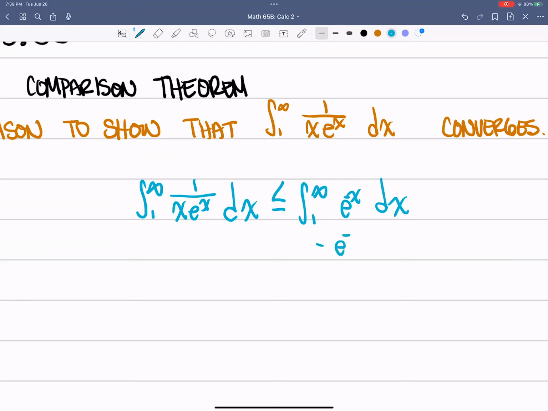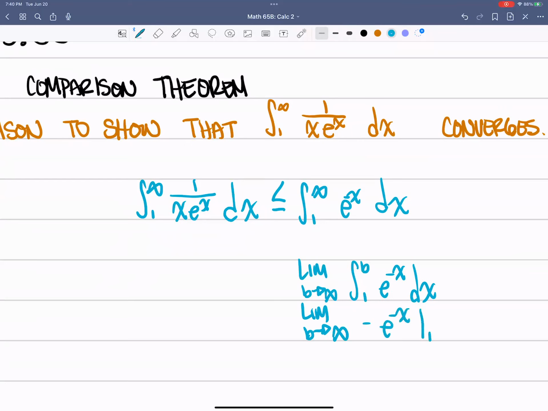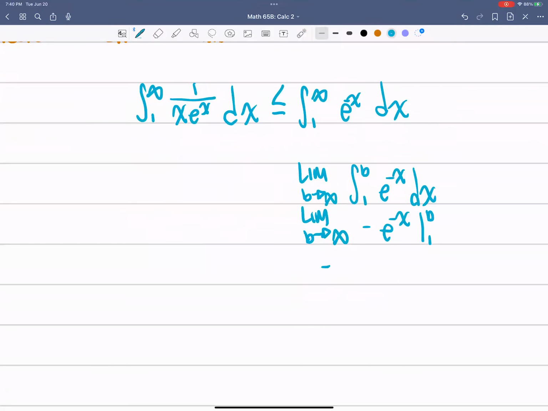Integrating, we have negative e to the negative x evaluated from 1 to infinity. Sorry, here I am jumping without even putting limits on here. So the limit as b approaches positive infinity of the integral from 1 to b of e to the negative x dx. Limit as b approaches infinity, negative e to the negative x evaluated from 1 to b. We have negative e to the negative b minus negative e to the negative 1.